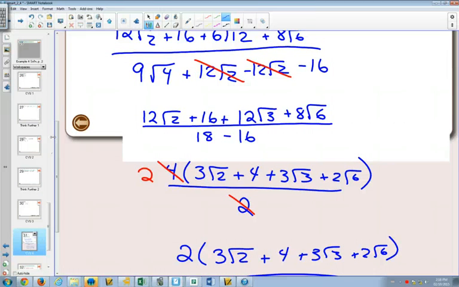This 18 right here? Well, that's not 36. That's 9 times the square root of 4. Square root of 4 is 2. 9 times 2 would be 18.